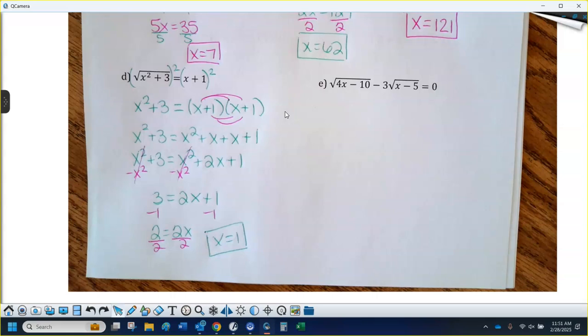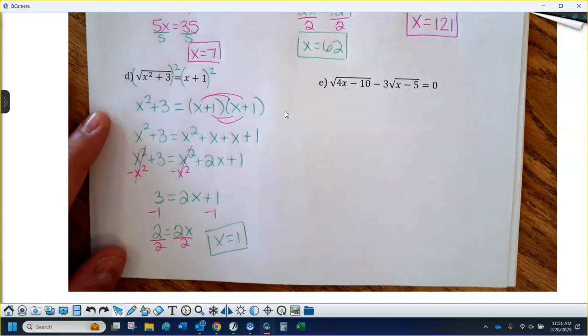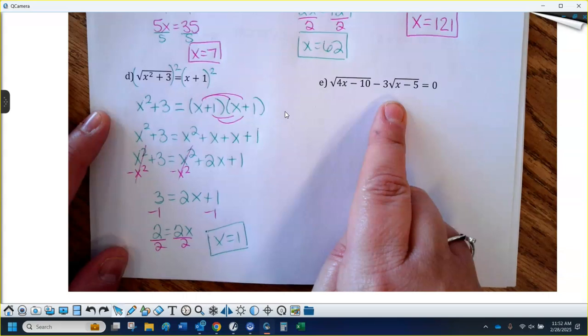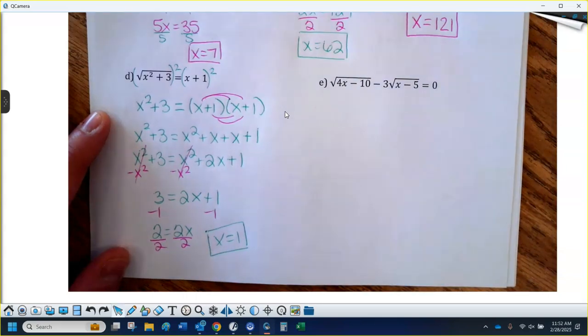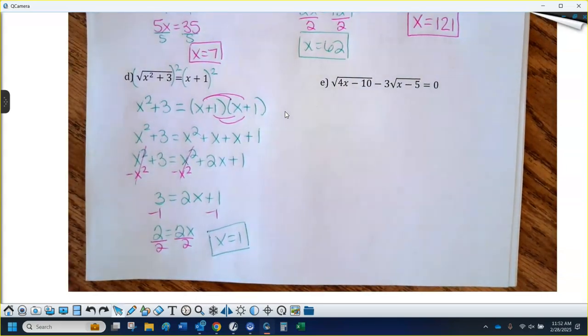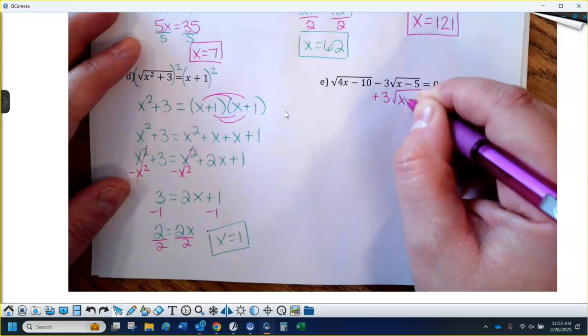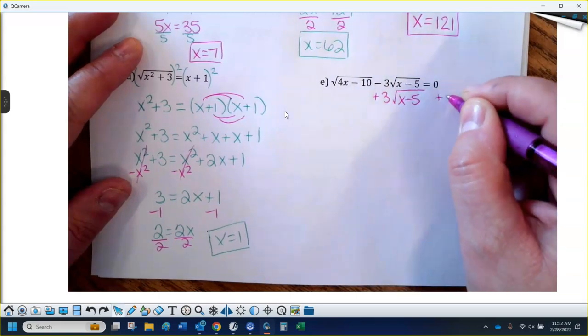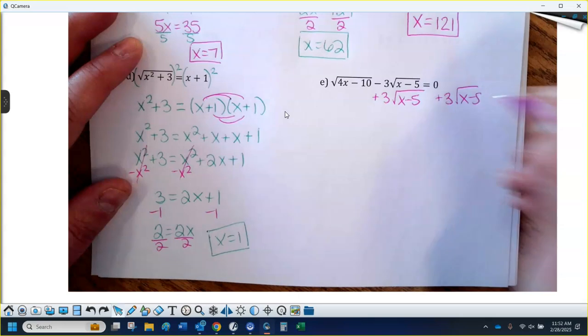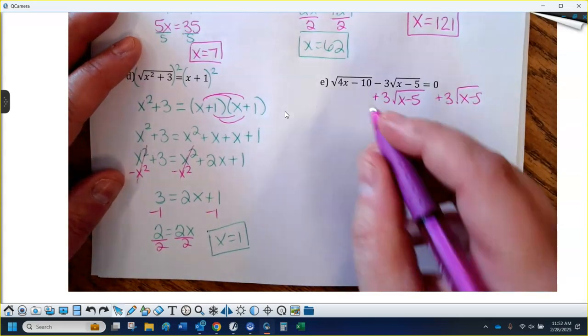Okay, let me try to do this one more question before lunch. So I have 2 radicals in this problem. If that's the case, what you want to do to isolate the radical, move 1 to one side of the equation, 1 to the other, and that's as isolated as we're going to get it because the 1 radical there has 3 attached to it. But I'm literally just going to add that 3 times the square root of x minus 5 to the other side. Just totally add it to the other side.